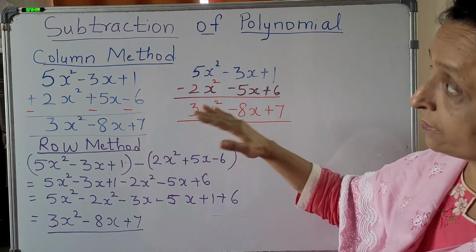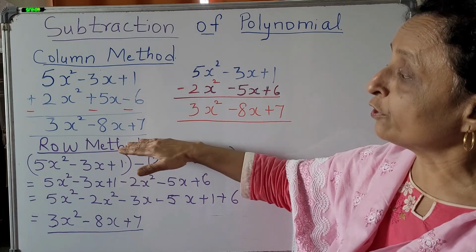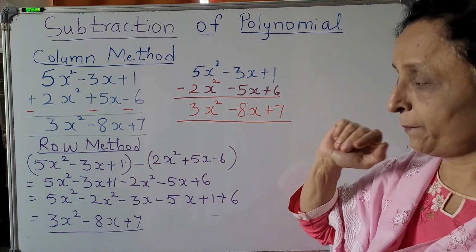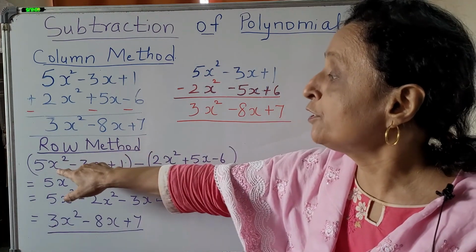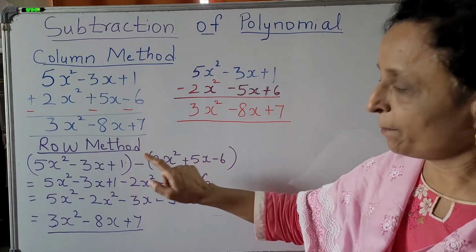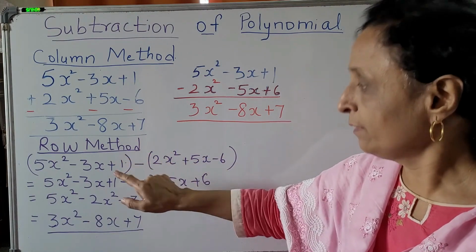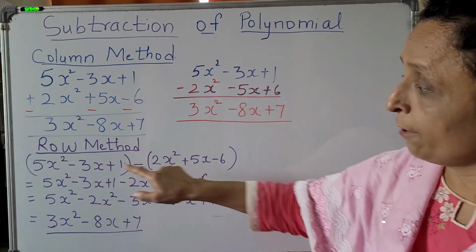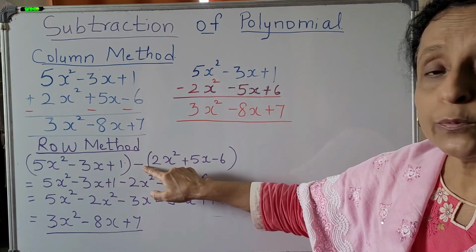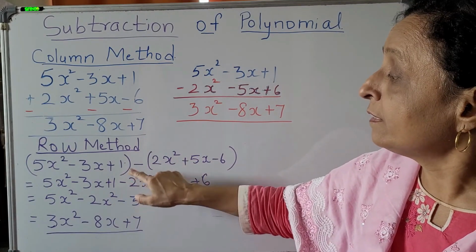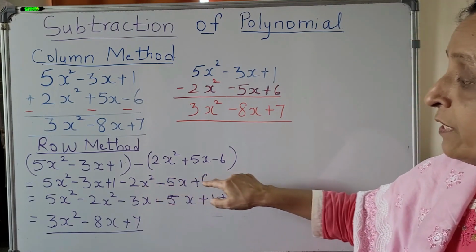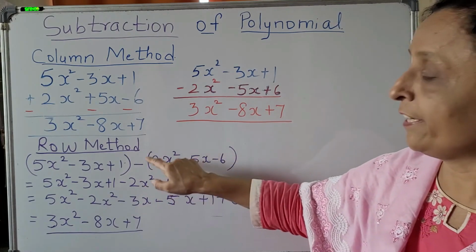In subtraction, you prefer the row method. Here you tend to commit fewer mistakes. How? First you write both the polynomials in brackets, and then open the brackets. The first one is written as it is. Now when you open the bracket, the sign of each term of the second polynomial changes.